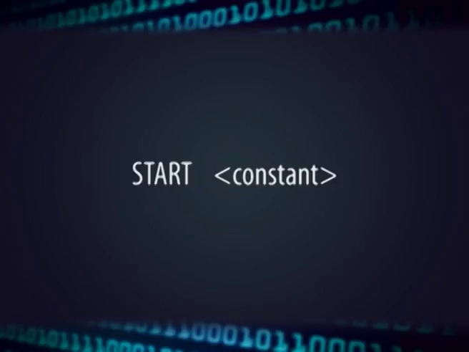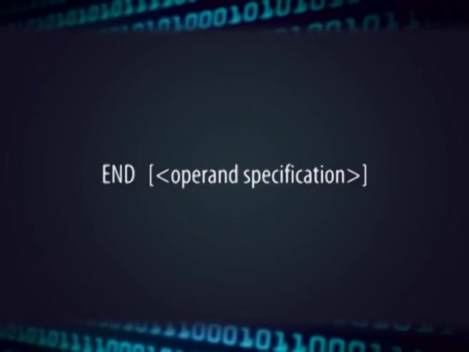The START directive instructs the assembler to place the first word of the target program generated by it in the memory word having the address given by the constant. The END directive is again followed by an operand specification, which is optional. Normally the END directive indicates to the assembler that it is the end of the program. The END directive indicates the end of the source program. The optional operand specification indicates that the execution of the program should begin with the instruction whose address is specified by the operand specification after the program has ended.